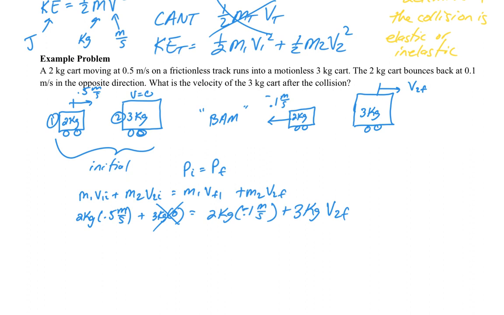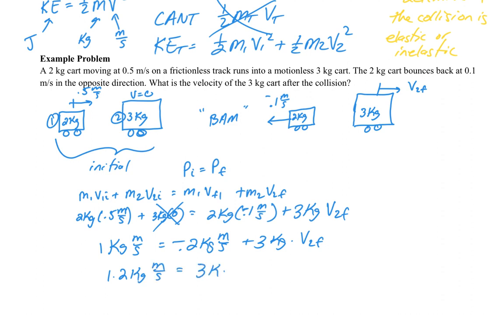So let's see, 2 times 0.5, that's 1 kilogram meter per second, must equal negative 0.2 kilogram meter per second plus 3 kilograms times V2 final. Go ahead and do a little algebra there and you should be able to come up with the correct answer. When I bring over that 0.2, I should get 1.2 kilogram meters per second equals 3 kilograms times V2 final. You should see that V2 final is equal to, the kilograms cancel out, 0.4 meters per second.